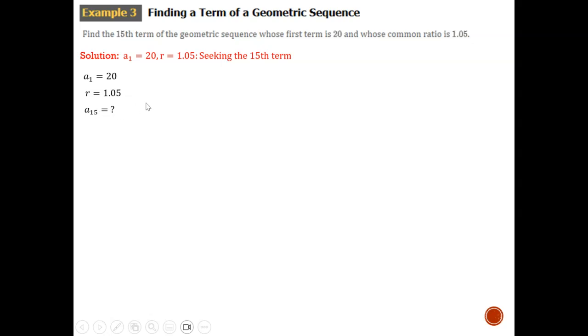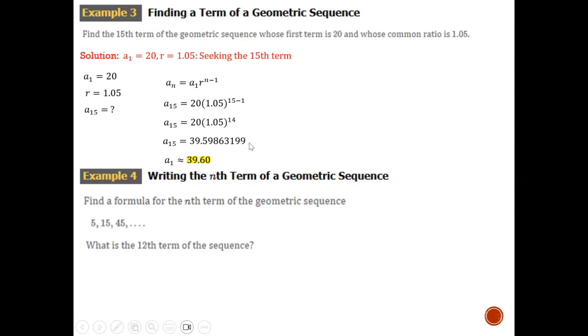So we're looking for the 15th term. Okay, let's plug everything in. A15 is equal to 20 times 1.05 to the 15 minus 1, which would be the 14th power. Use your calculator. That should give us something like 39.59863199. Let's round that off to the nearest hundredth, which will give us approximately 39.6. That's your solution.